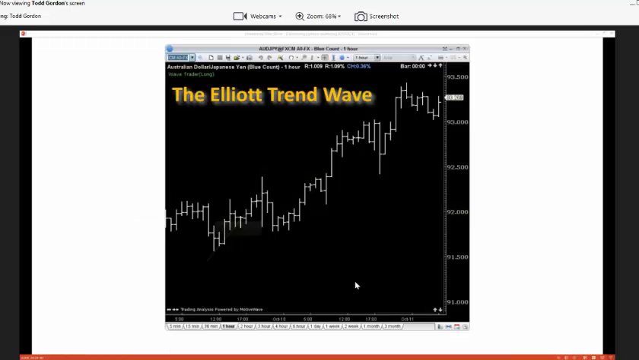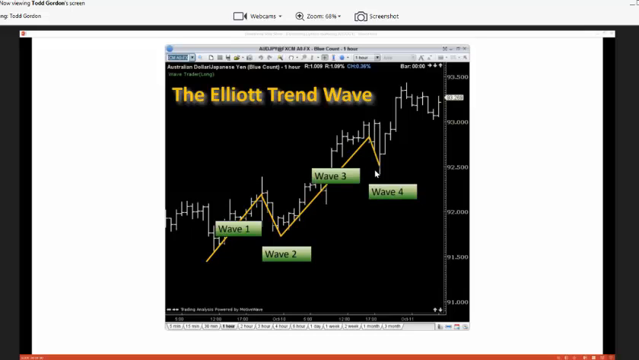Elliott took it to the next level and also gave values to the correction. So there's number 1, which is accumulation. There's your first correction, wave 2. There's your big breakout, which is widespread participation. There's your next correction, which is wave 4. And then the final and 5th phase is distribution.